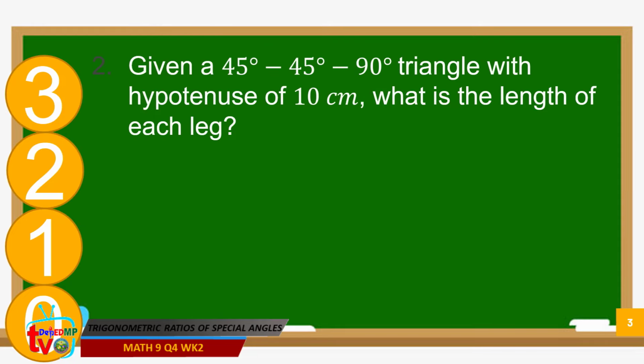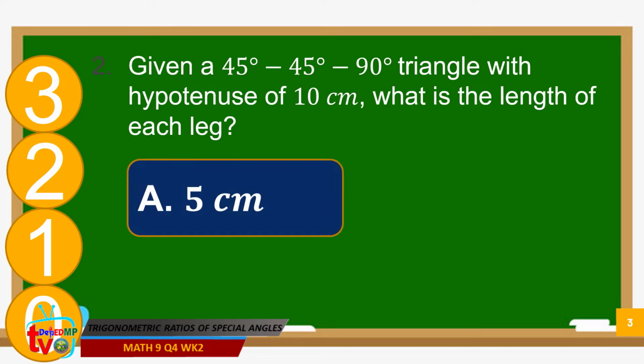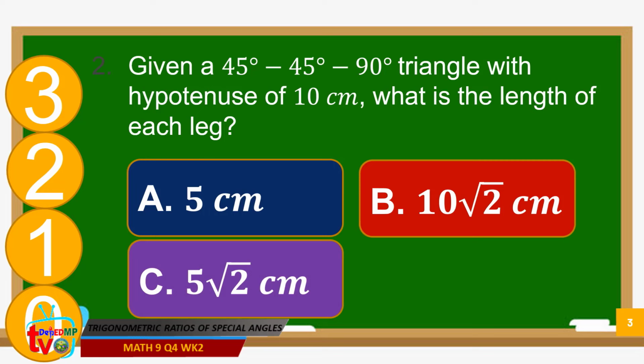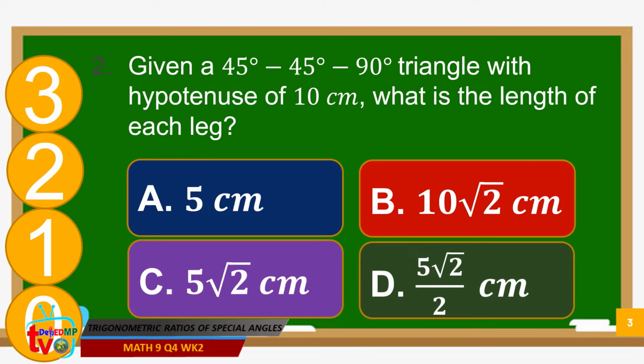Second question. Given a 45-45-90 triangle with hypotenuse of 10 centimeters, what is the length of each leg? A. 5 centimeters. B. 10 square root of 2 centimeters. C. 5 square root of 2 centimeters. Or D. 5 square root of 2 over 2 centimeters.